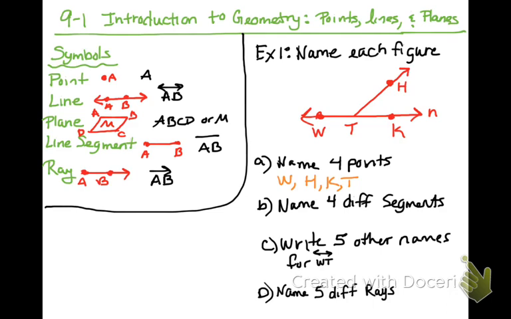B, name 4 different segments. So, we have segments here. We have WT, that's one segment. It has to have 2 letters. WK. WK? Yep. You can make small segments or big segments. TK. It doesn't matter. You can turn it around. KT or TK.